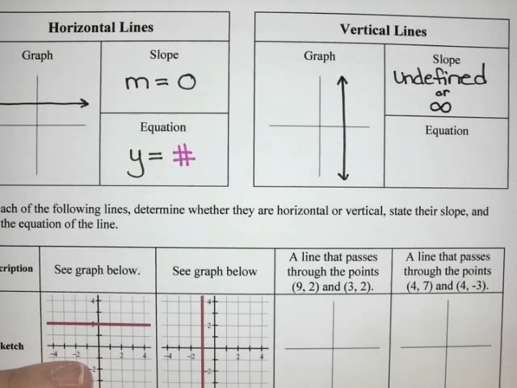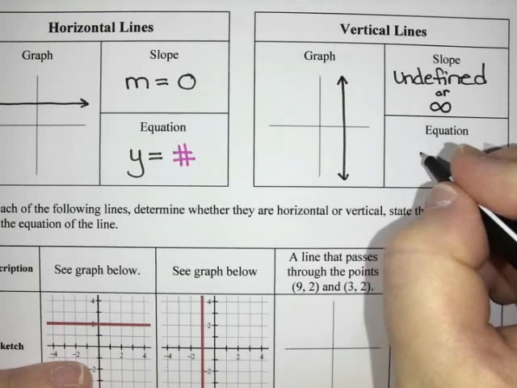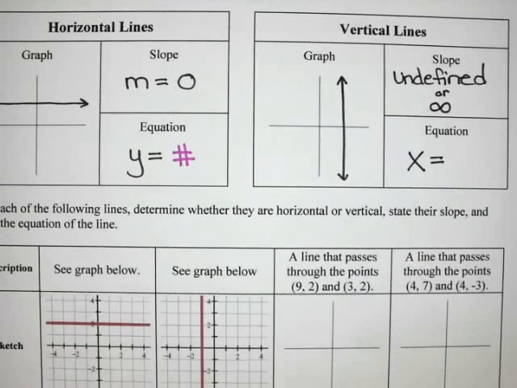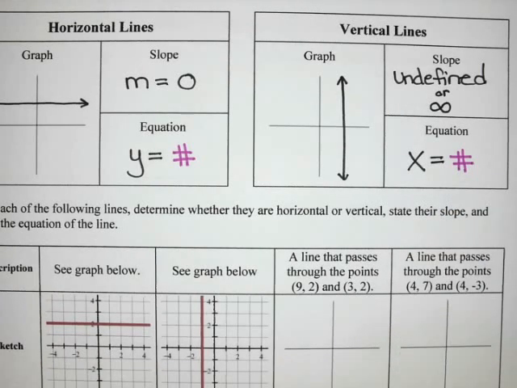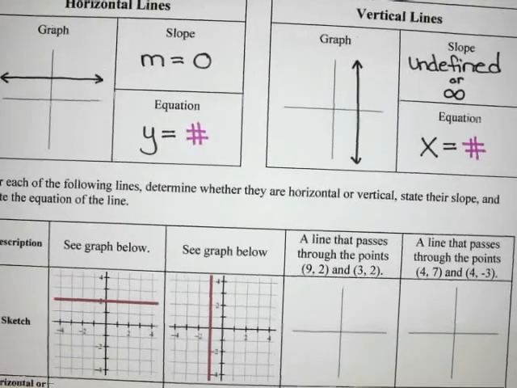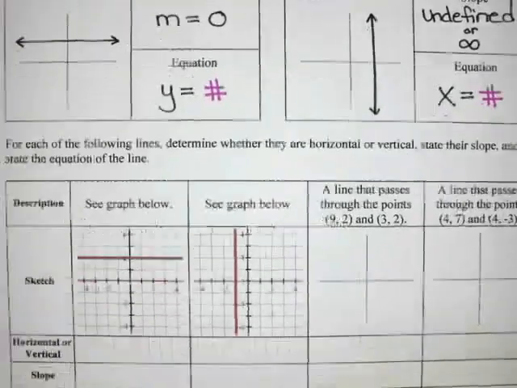For the equation of this one, you can't use y equals mx plus b for vertical lines because their slopes are undefined and they don't cross the y-axis. So their equation is actually just x equals, and then a number, which is the x-intercept. Okay, so we're going to go through 8 different examples, and we're going to see if we can come up with their slope, their equation, and whether they are horizontal or vertical.